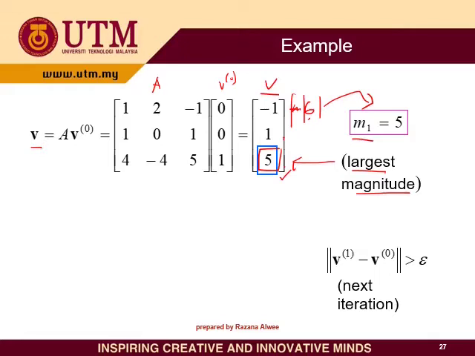The next step is we need to use the vector here and divide by our M1. This vector divided by our M1, which is 5.